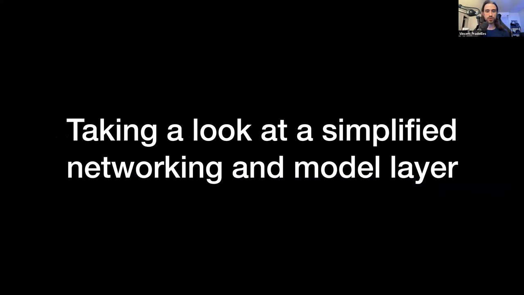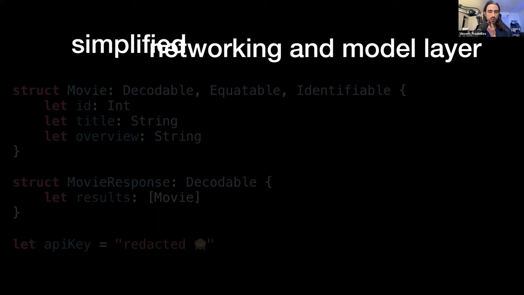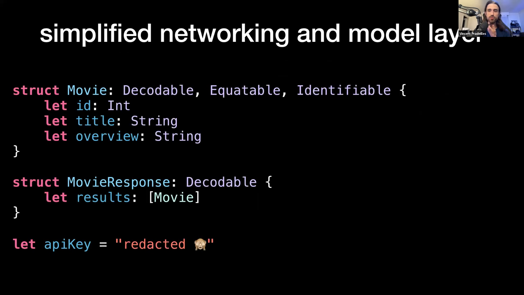And so now what I want to show you is how we could build a simplified networking and model layer using async await. So I took the example of using the API from the MovieDB. It's an API that basically returns information about movies, and you can get an API key for free. So this is the kind of struct that you can parse from this API. As you can see, I'm interested in movies. I just want to display the title and the overview.